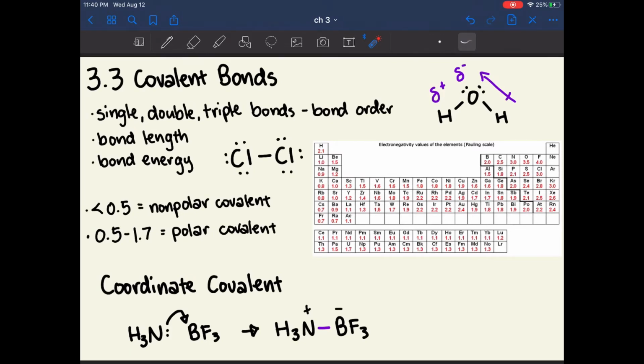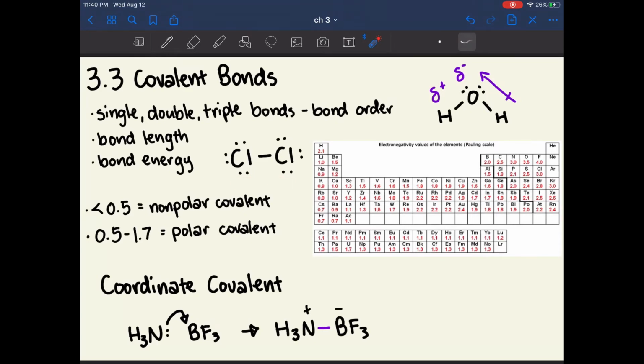This would definitely be considered a polar covalent bond. In general, the only nonpolar covalent bonds you'll find are the bonds between 2 homoatomic atoms, so bonds where the 2 atoms are exactly the same. So when you have chlorine bound to chlorine, this is completely nonpolar because both have the same electronegativity value.